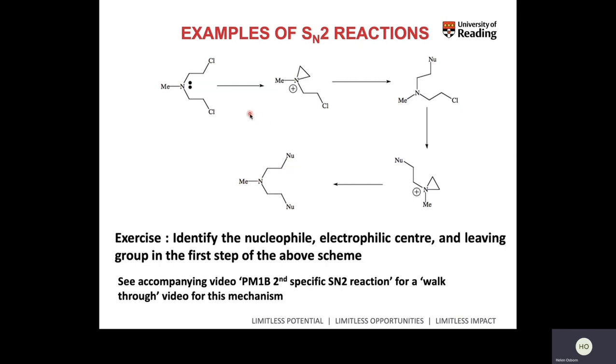But what I do want you to be able to do is to work out what's happening in this first step. Where's the nucleophile, where's the electrophilic centre, where's the leaving group? Have a go at that, and then go through the accompanying video, which will go through the answer, and it will also show you the specific mechanism by which this reacts in an SN2 reaction to give this intermediate.